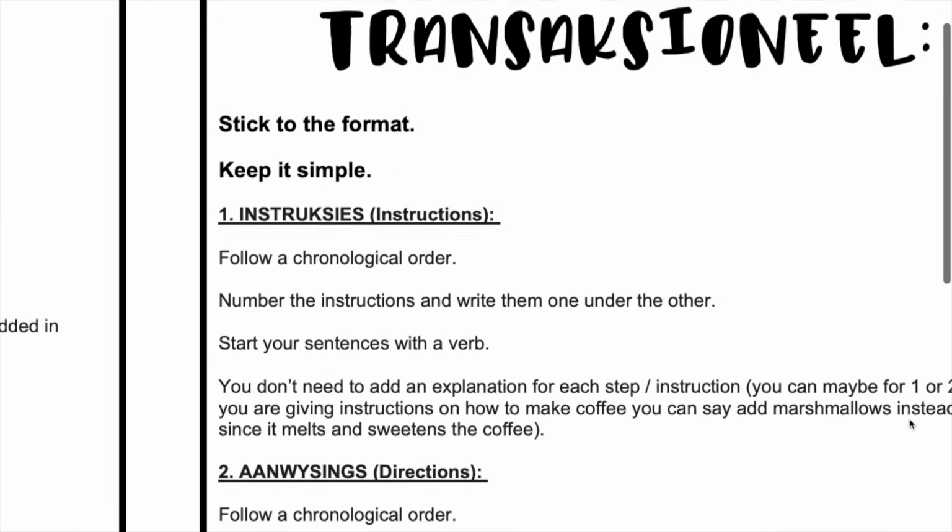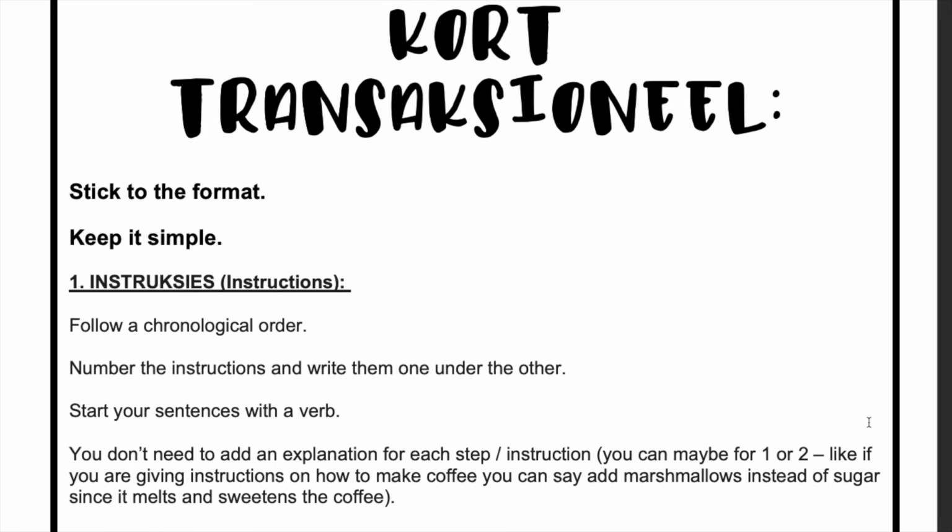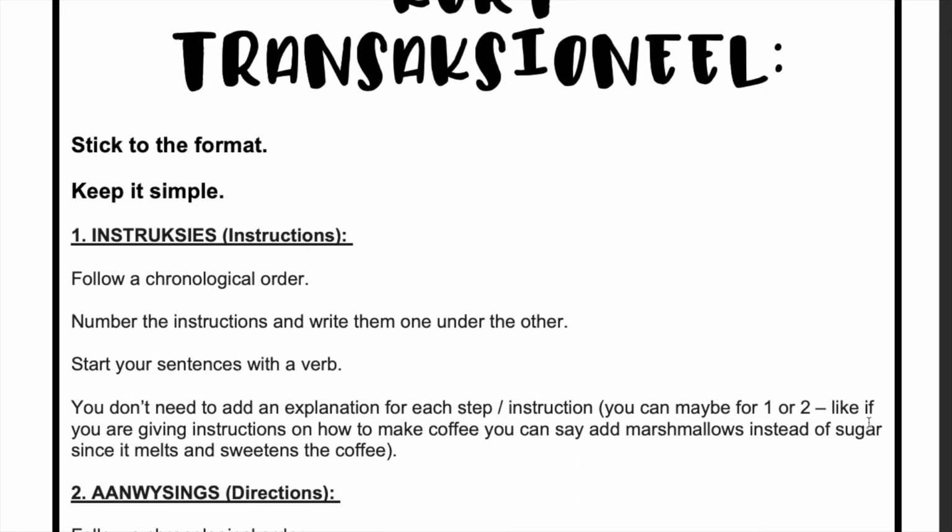Okay, and then we add the shorter transactional, the core transactional. Once again, format, super, super, super important. If there is the option to do instructions, do instructions. Okay, instructions are beautiful, chef's kiss, difficult to mess up. So it just says follow chronological order. If you're telling someone how to make coffee, you will not tell them to get the cup out after they've poured in the water, you know?